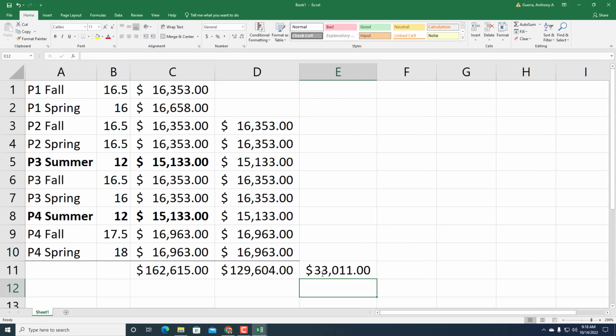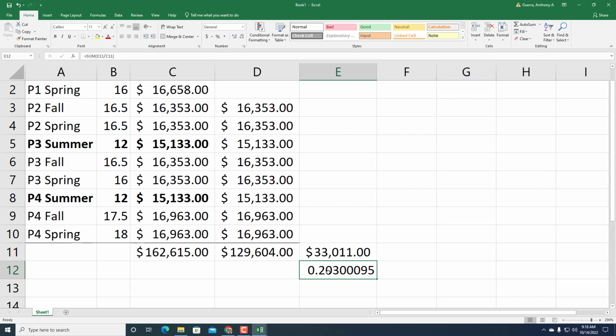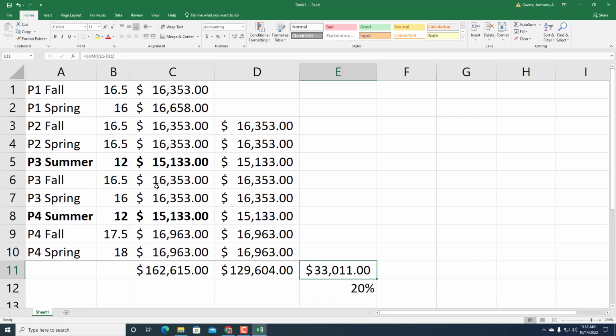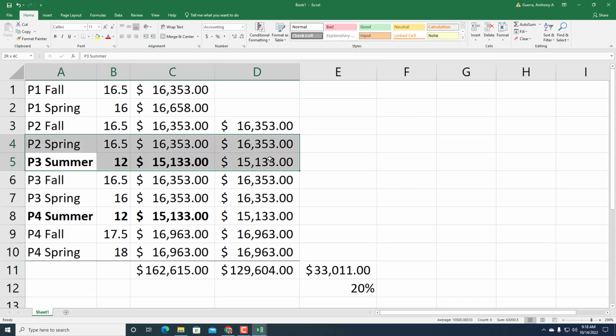Okay, so 33,000 equals sum E11 over the original C11. 20%. So you get about a 20% deal there. But what would really be better for the students is if they could skip their P3 summer or P4 summer and stack those classes in the curriculum with electives or something like that.